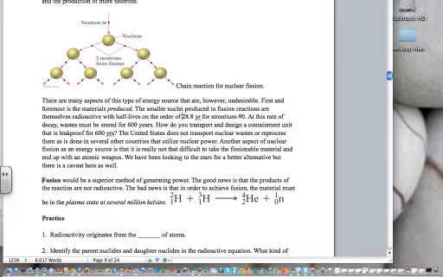Fusion is viewed as the savior, and most of you are probably too young to remember the brouhaha over cold fusion that happened several years back, probably before you were born. Some scientists said they had figured out that they could do fusion at much lower temperatures than this. This is what the sun and the stars do, how they do fusion.